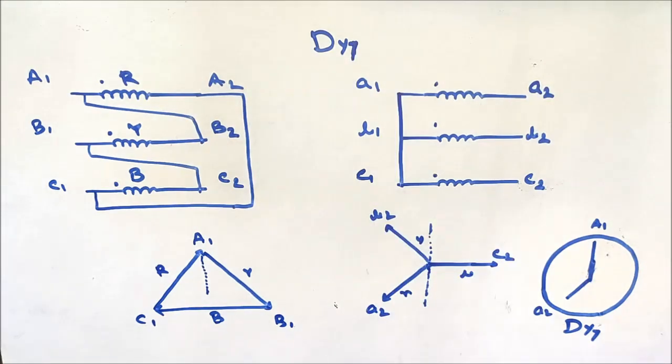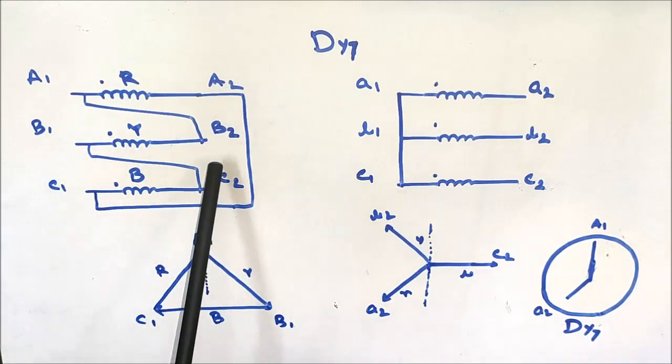Another vector group is Dy7. That is, the HV side winding is delta connected and the LV side winding is Y connected, and the LV side winding induced EMF will be leading that of the HV side winding induced EMF by 150 degrees, or you can say the LV side winding induced EMF lags by 210 degrees that of the HV side winding induced EMF.